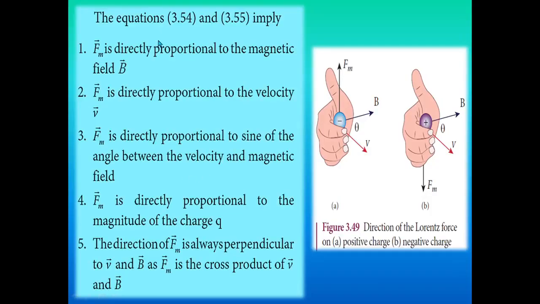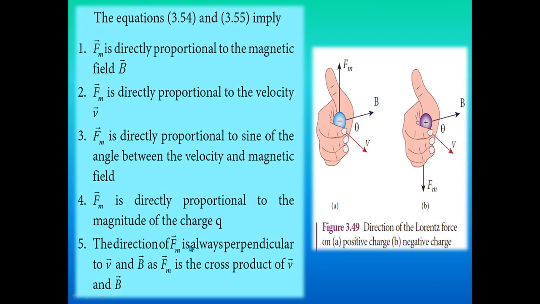Once again, repeat the important points of the magnetic Lorentz force. Force is directly proportional to the magnetic field. Then force is directly proportional to the velocity v vector. Then force is directly proportional to the sine of the angle between the velocity and magnetic field. Force is directly proportional to the magnitude of the charge q.